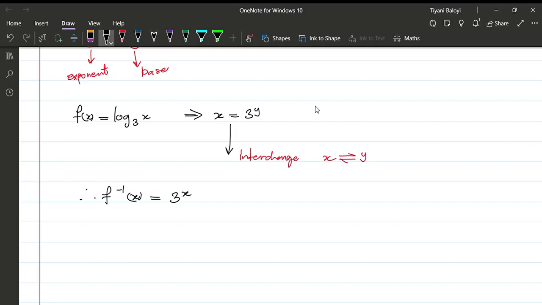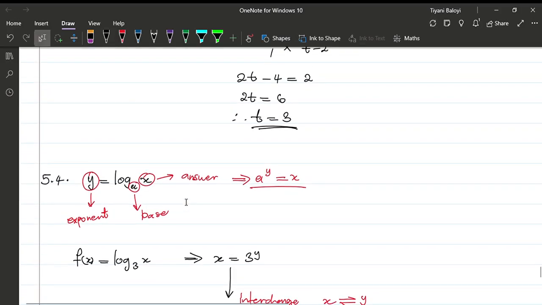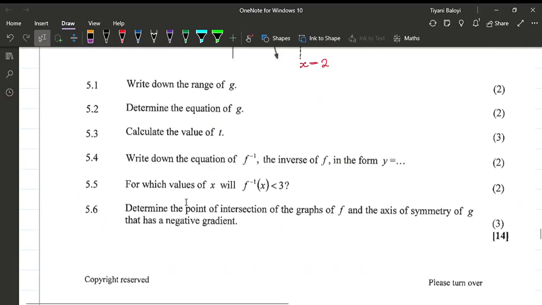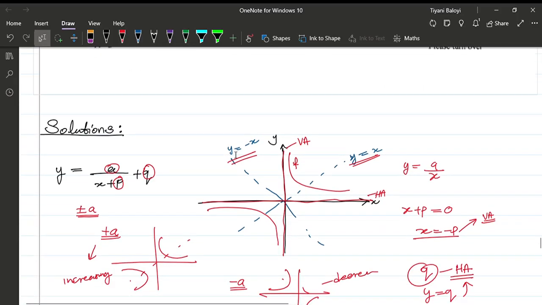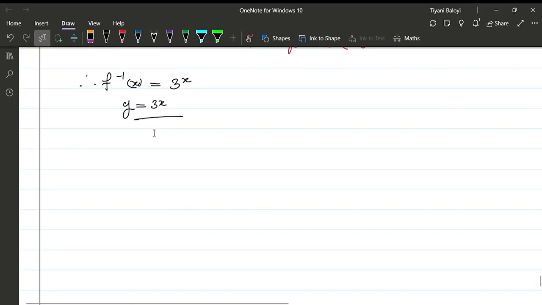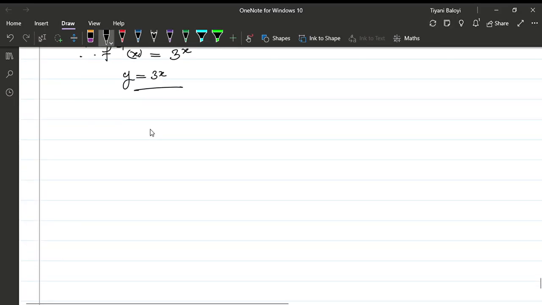So y is equal to 3 to the power x, and then you're done, right? That's simple. So 5.5 asked us to determine the values of x where f to the power minus 1 of x will be less than 3, which is your inverse. We just found that. So that's 5.5.